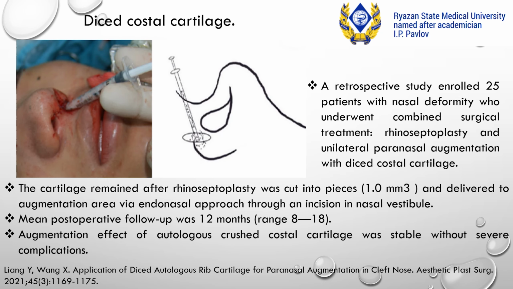Another option for paranasal augmentation is diced costal cartilage. Liang and Wang submitted a retrospective study that enrolled 25 patients with nasal deformity who underwent combined surgical treatment, rhinoseptoplasty and unilateral paranasal augmentation with diced costal cartilage. The cartilage remaining after rhinoseptoplasty was cut into pieces and delivered to the augmentation area via an endonasal approach through an incision in the nasal vestibule. Mean postoperative follow-up was 12 months.